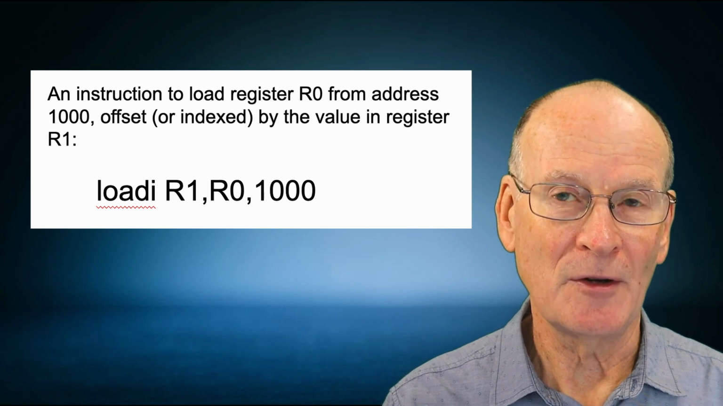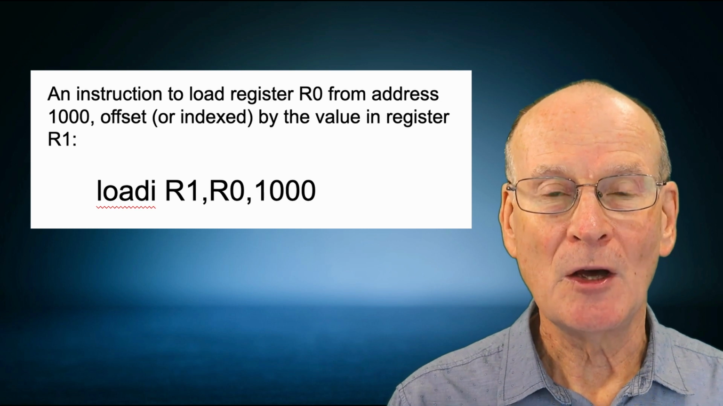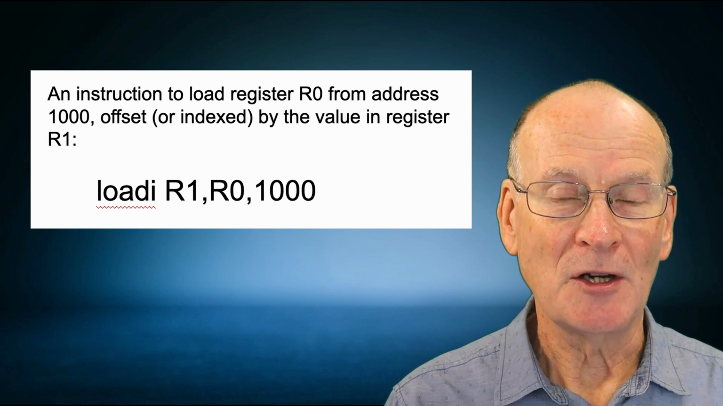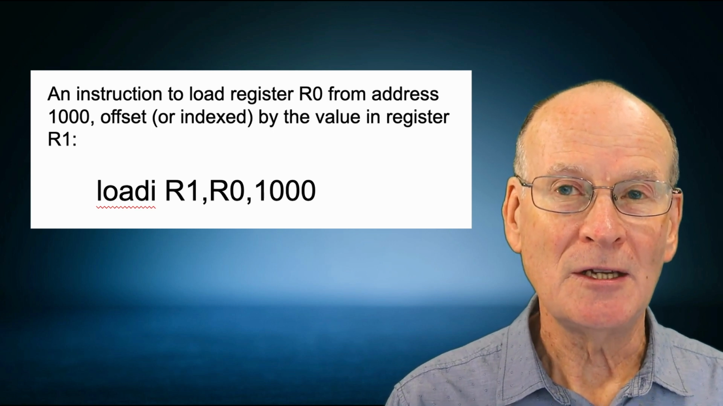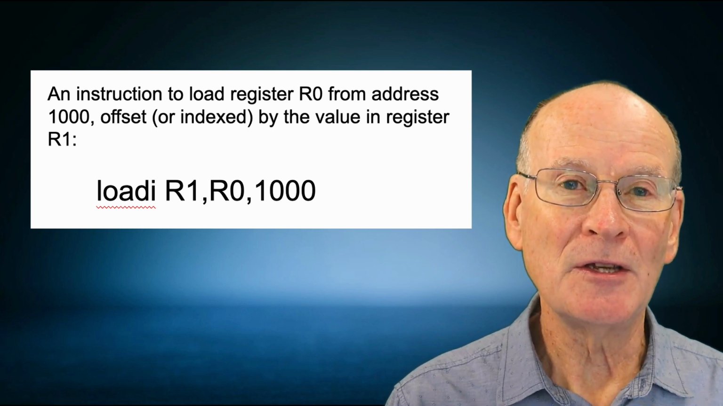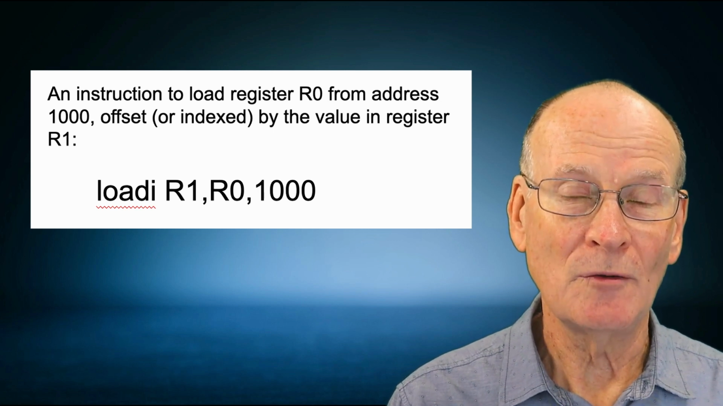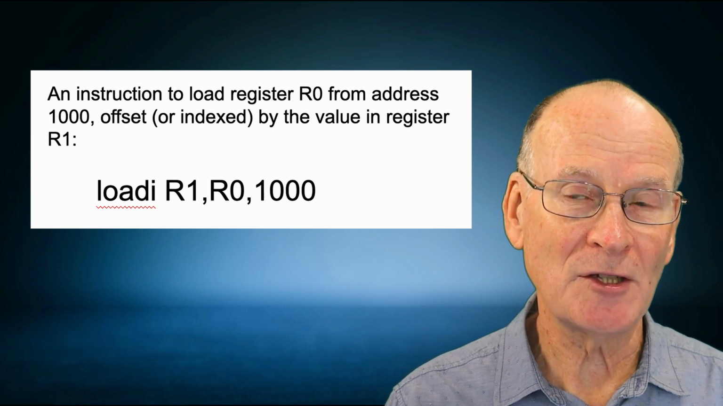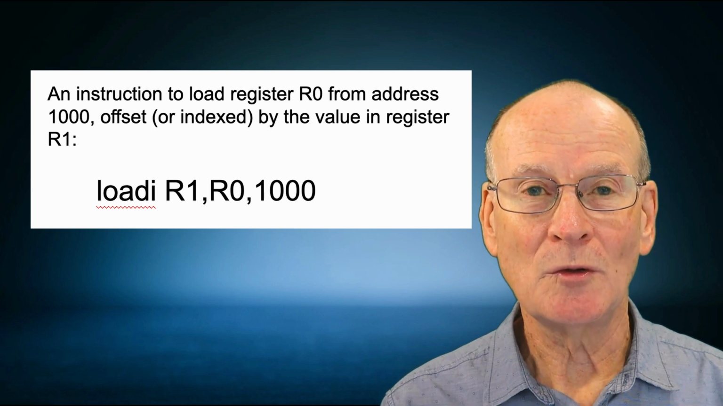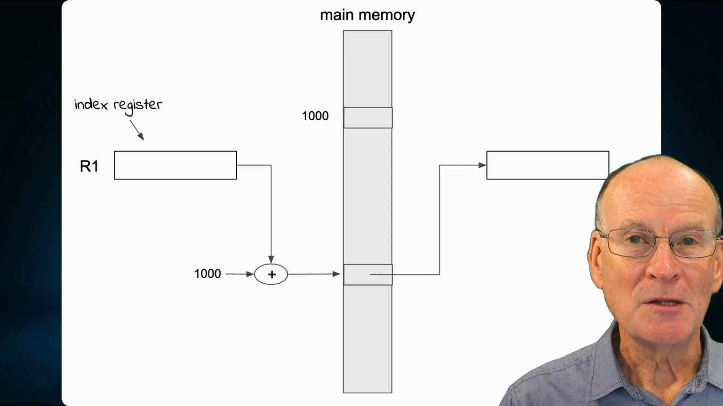If we do, I've called it load I for load indexed, or using an offset, load I R1 R0 1000. That means in my hypothetical computer that I'm going to load into R0 what's at location 1000 plus the number in R1. So if R1 contained 4, for example, then the address it would actually fetch from is 1004. This is called indexed addressing, and sometimes when registers are used in this manner, we call them index registers.